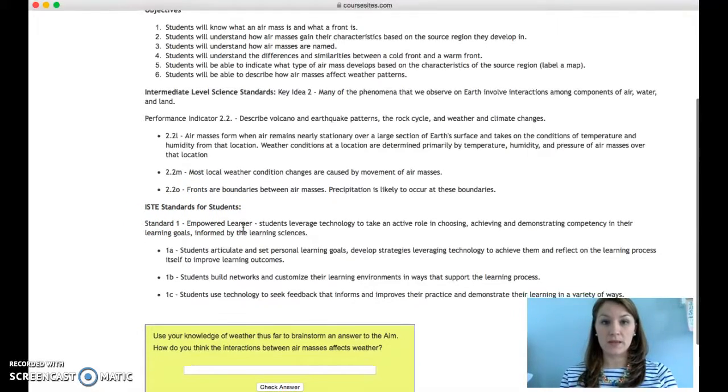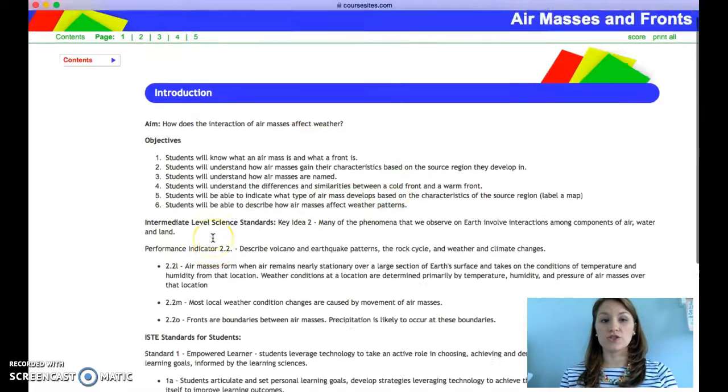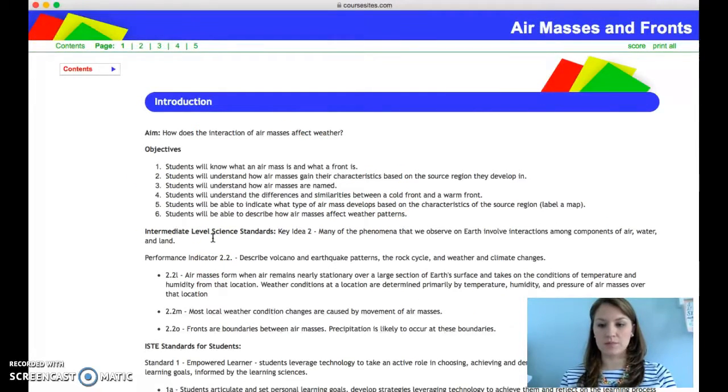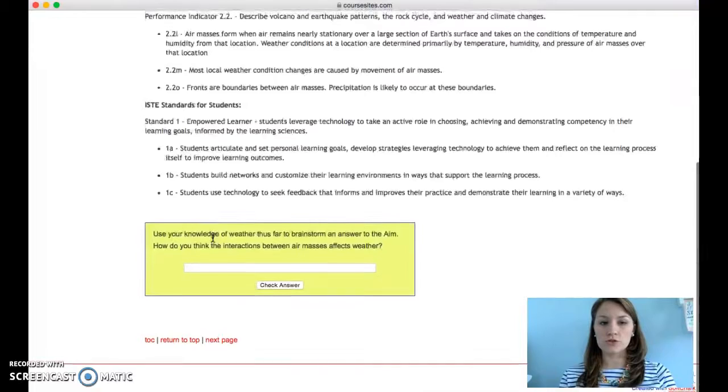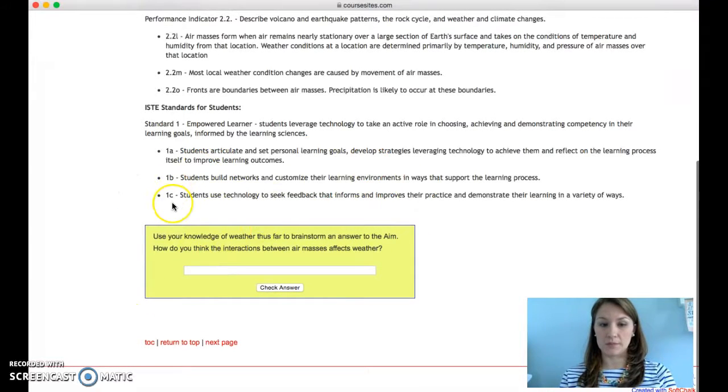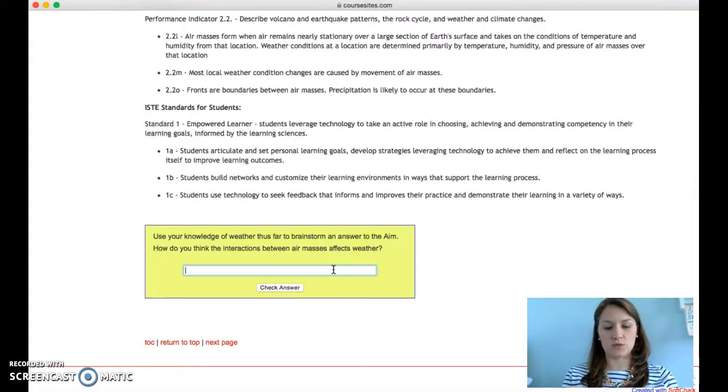Now because this page is included in a lesson that would be presented to students, I also included a quiz popper at the bottom of the page where I would ask students to answer the question at the beginning of the lesson, which was the aim. So this could be used as a do now and to get students thinking using their prior knowledge about weather. How do you think the interactions between air masses affect weather?